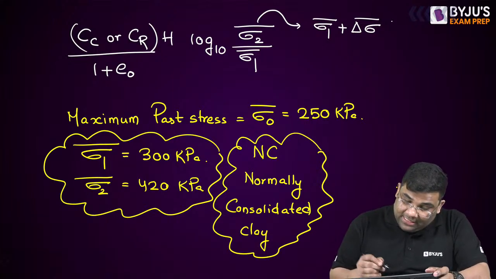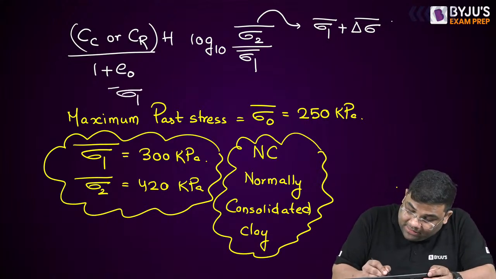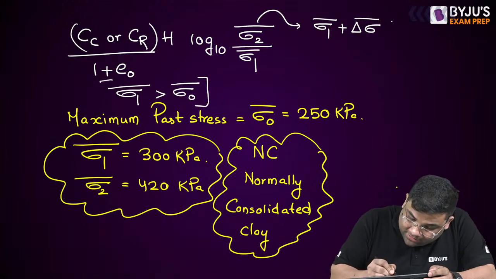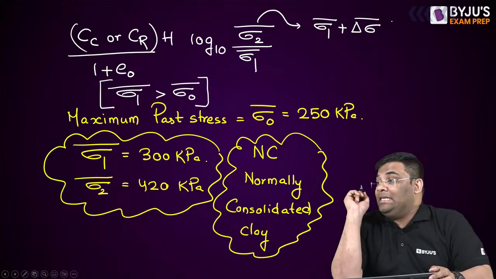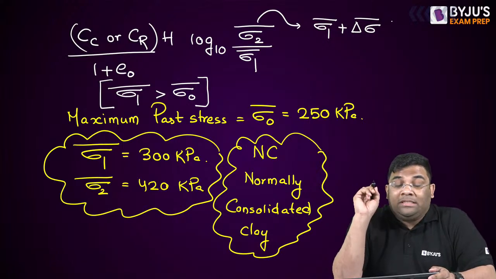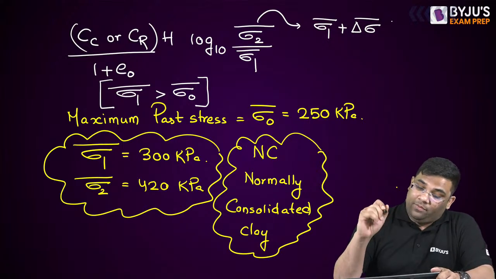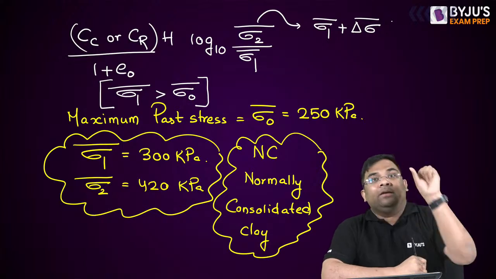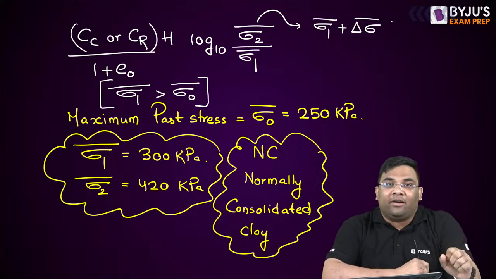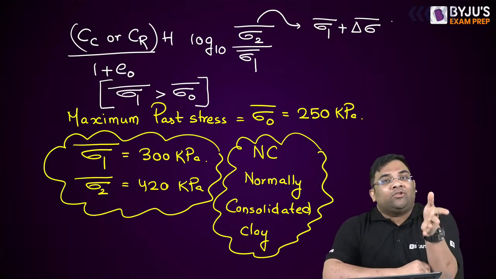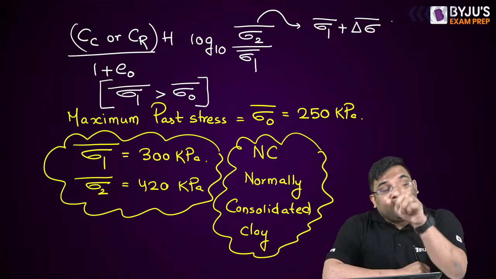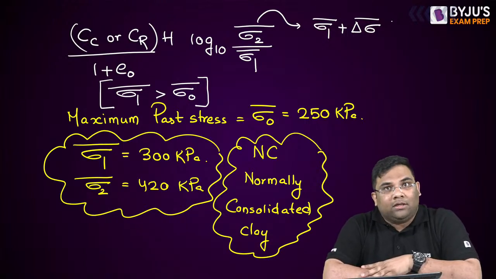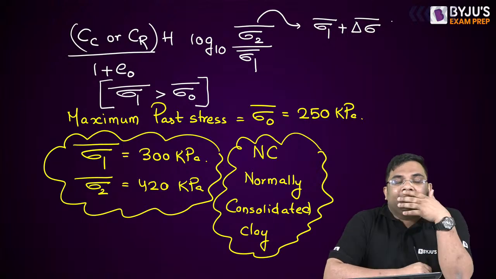The present stress, you see, is more than what? The maximum past stress. So this is NC, so we'll use what? We'll use CC. Suppose it was given that the pre-consolidation stress is 500. Then that means the present stress is less than the past. That will become OC and I'll use what? CR. Understood? Okay, I'll again repeat.